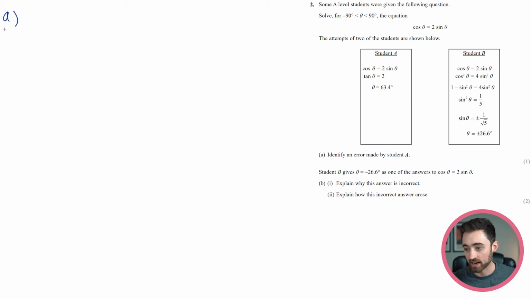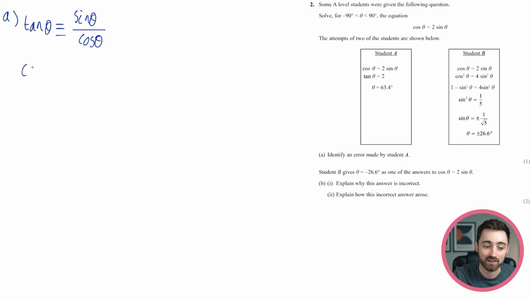So what is the student trying to do here? Well, I suppose they're trying to use that trig identity, aren't they? They're trying to use the trig identity that is tan theta. But what is this trig identity? Well, it's sine over cos. So let's have a think. Given this, does it make sense what the student did? I'm not sure it does.